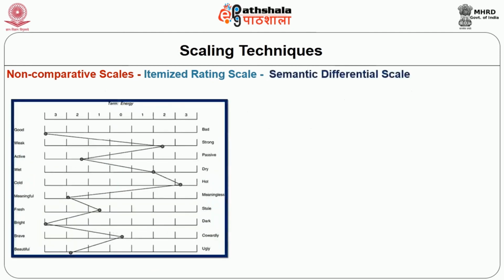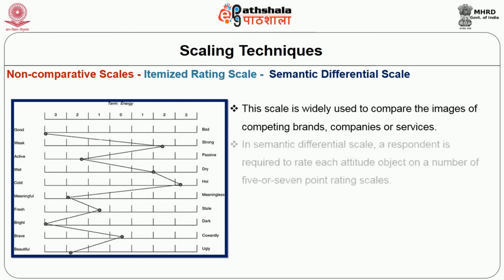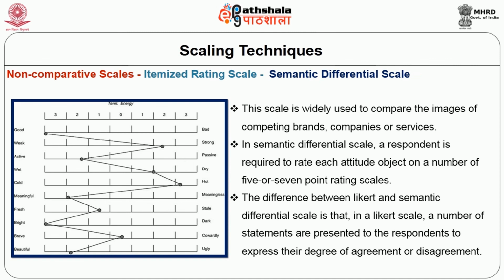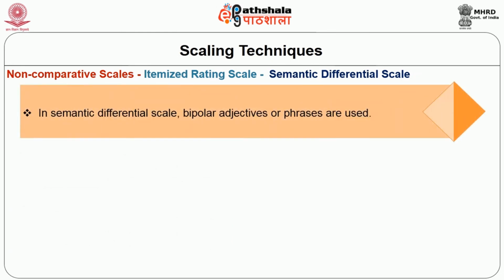Next is semantic differential scale. This scale is widely used to compare the images of competing brands, companies or services. In semantic differential scale, a respondent is required to rate each attitude object on a number of 5 or 7-point rating scales. The difference between Likert and semantic differential scale is that in Likert scale, the number of statements are presented to the respondents to express their degree of agreement or disagreement. However, in semantic differential scale, bipolar adjectives or phrases are used.